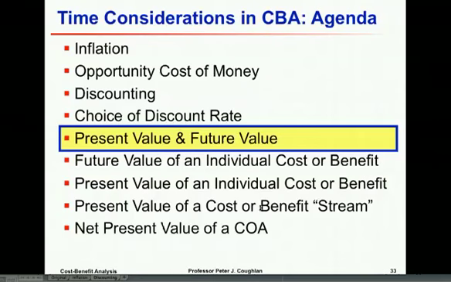So with that idea of discounting in general, now we can talk more specifically about what that means for how we calculate the net benefits of any course of action, any COA. And we do so by using this notion of ultimately net present value. But we're going to get there step by step, right? We're going to go through the present value as opposed to future value. We talk about the future value of an individual cost or benefit, the present value of an individual cost or benefit, the present value of a stream, and ultimately the overall NPV of a course of action.